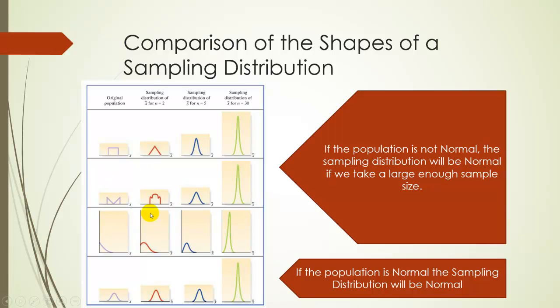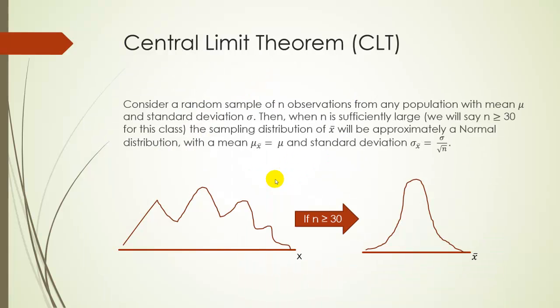All right, so the idea is that no matter what the original population looks like, as long as we take a large enough sample size, your sampling distribution of X bars is going to be normal. This is a very important theorem in statistics. It's going to guide everything we do in Chapter 5 and Chapter 6, actually, all of the inferential statistics we're going to learn in this class. Because it's such an important theorem, it has its own name. It's called the Central Limit Theorem.